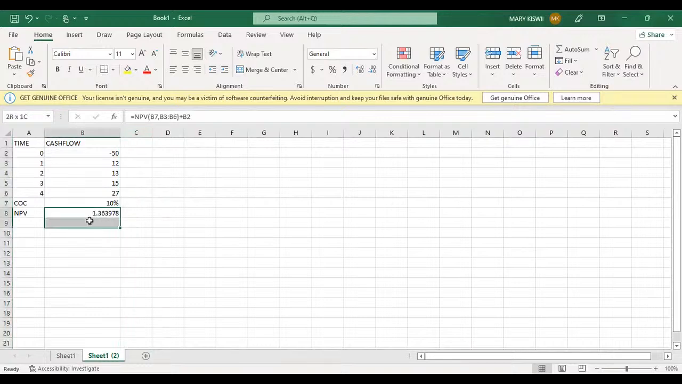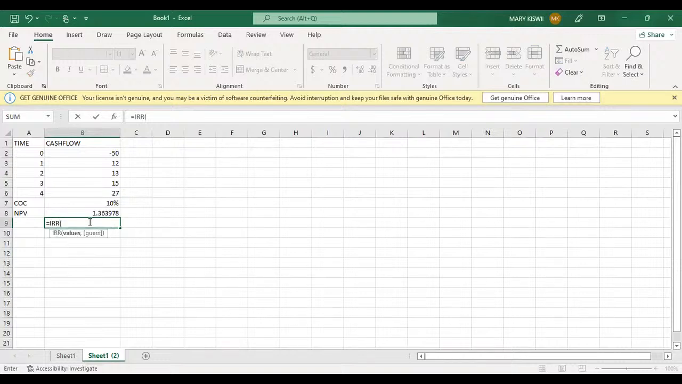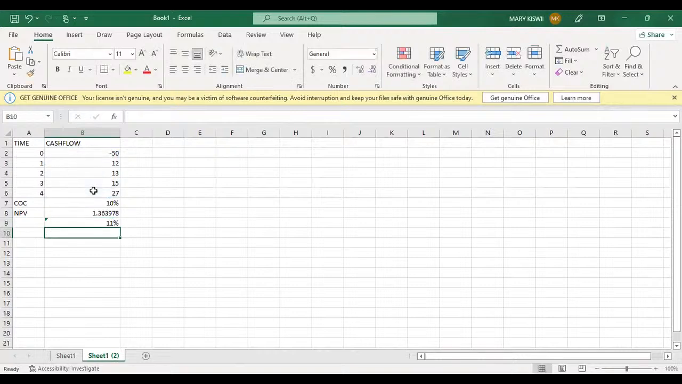So down there, actually, where were you not there? Equals IRR. So values, you copy from that one, yes, up to 4, yes. You close brackets. And then enter. And then increase the decimal places, go to 11%.